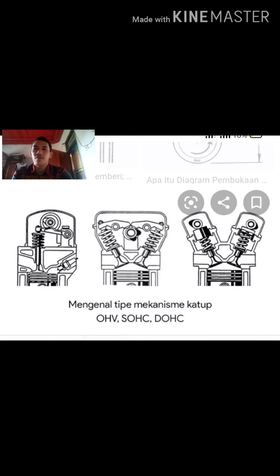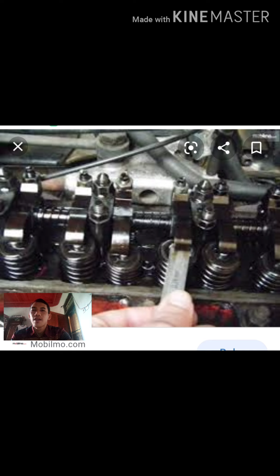Number 8. Valve mechanism. Valve mechanism function. The valve mechanism has two uses, namely regulating the intake of the air and fuel mixture into the combustion chamber, and regulating the exhaust of combustion gases to the outside air. Generally, the valve mechanism is located inside the cylinder head.